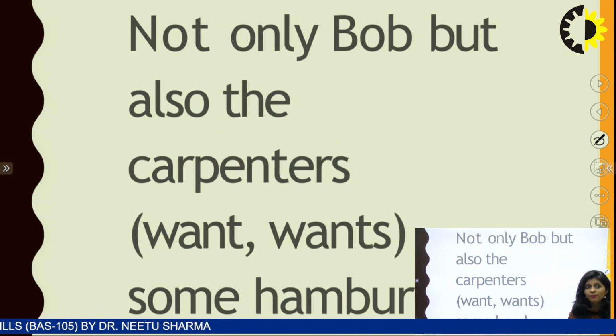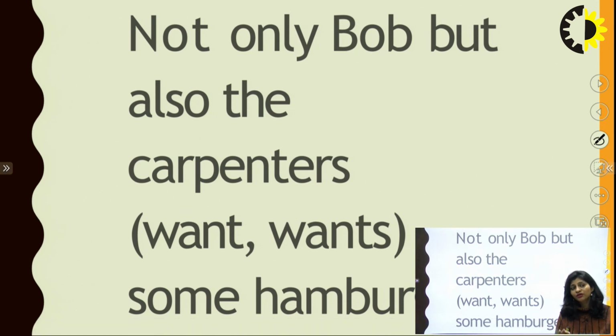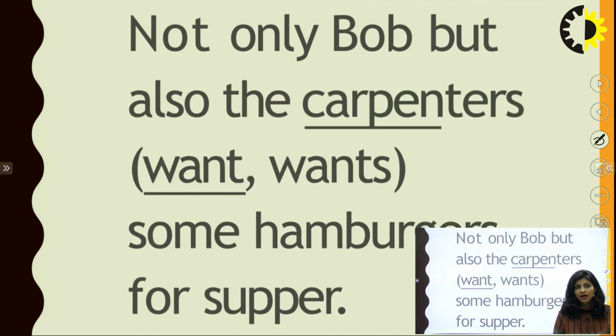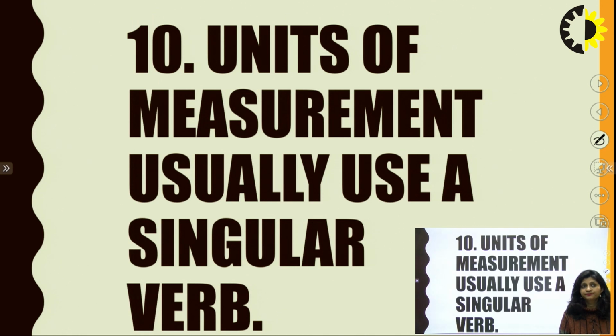Not only Bob but also the carpenters. This is the same kind of sentence, which I am repeating again. So now you can see, not only Bob but also, you need to ignore this part and see only the subject which is closest to the verb, and that is carpenters. Carpenters is a plural subject. Obviously we are going to use a plural verb here. Not only Bob but also the carpenters want some hamburgers for supper.